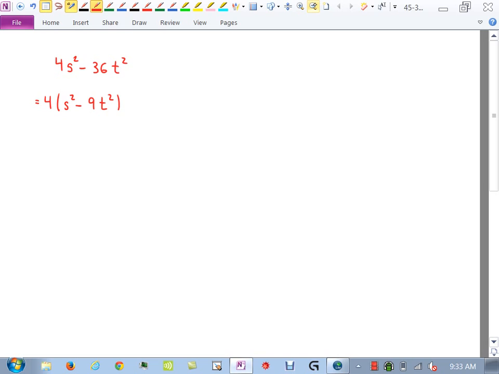Now, look at the inside of the parentheses. You have two terms, right? You have subtraction between them. So it could be maybe a difference of squares or a difference of cubes. But because you have squares on them and 9 is a perfect square, you start thinking difference of squares. So the question becomes, can you rewrite that as something squared minus something squared? This will become your A and this will become your B if you can do it.